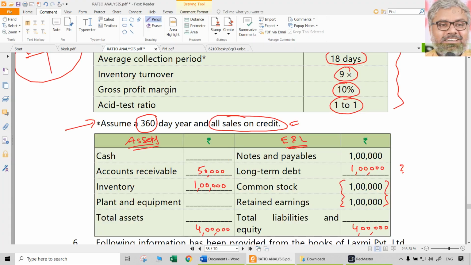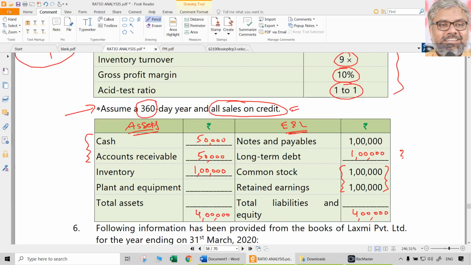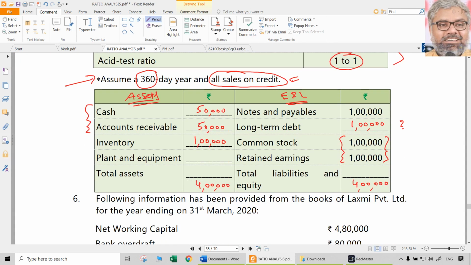What will be called quick assets? Cash plus accounts receivables, that is, assets other than inventory. These two are quick assets. Inventory is not part of quick assets. So how much will cash naturally be? 50,000. Since quick assets are 1 lakh and accounts receivables we already know are 50,000, the remaining is cash. That is 50,000. Then what is the big deal? Naturally the balancing figure will be plant and equipment. That will be 2 lakhs. That's all.